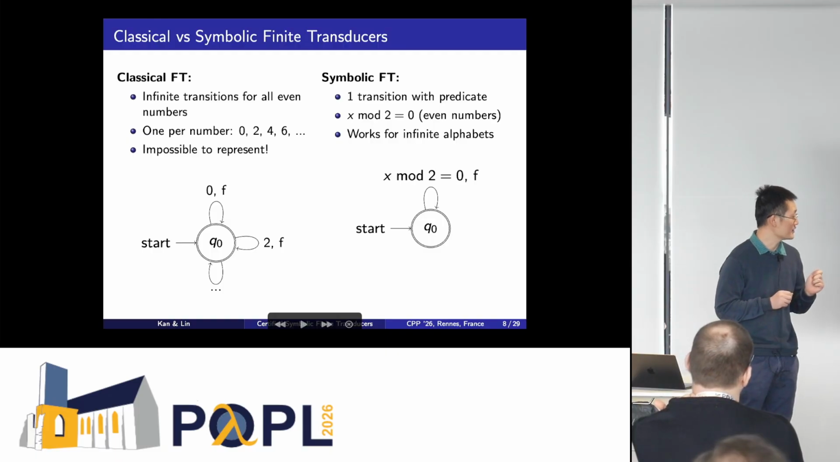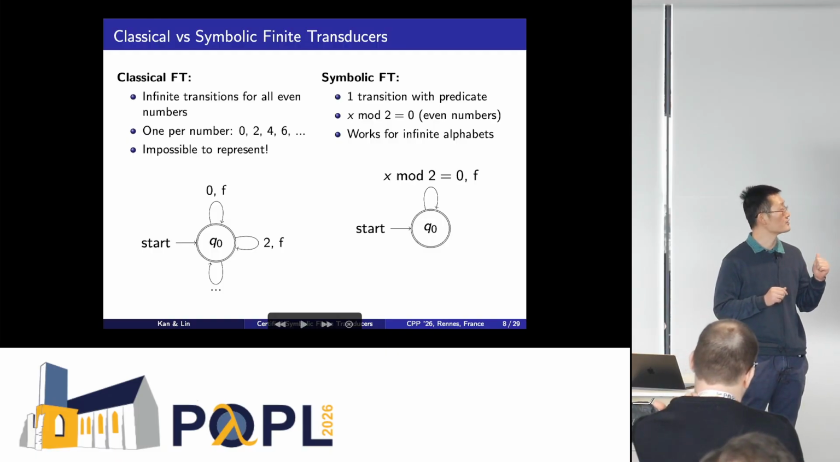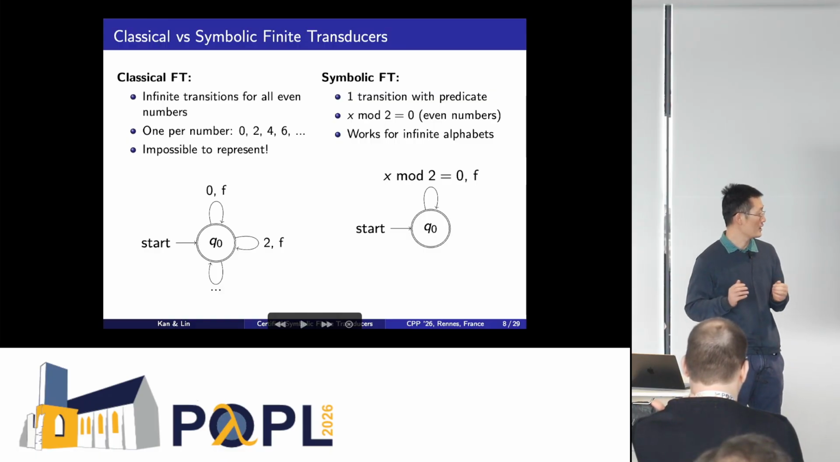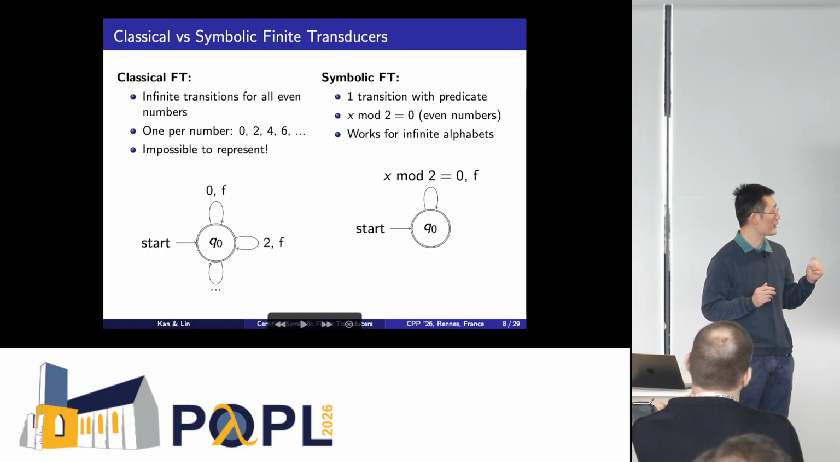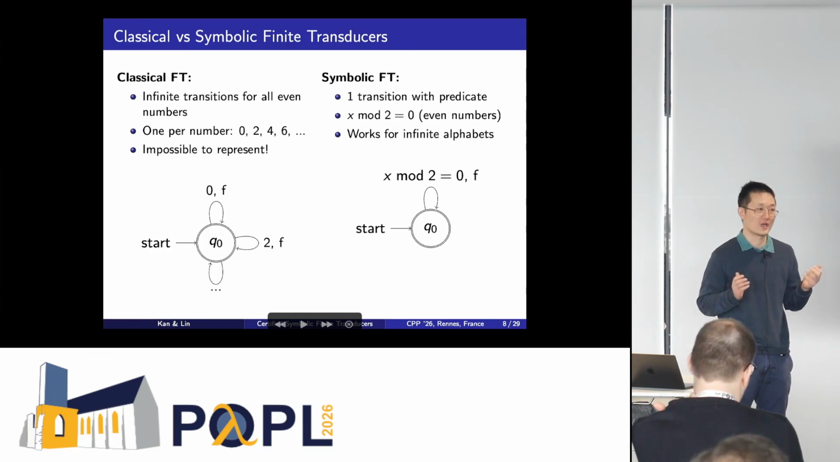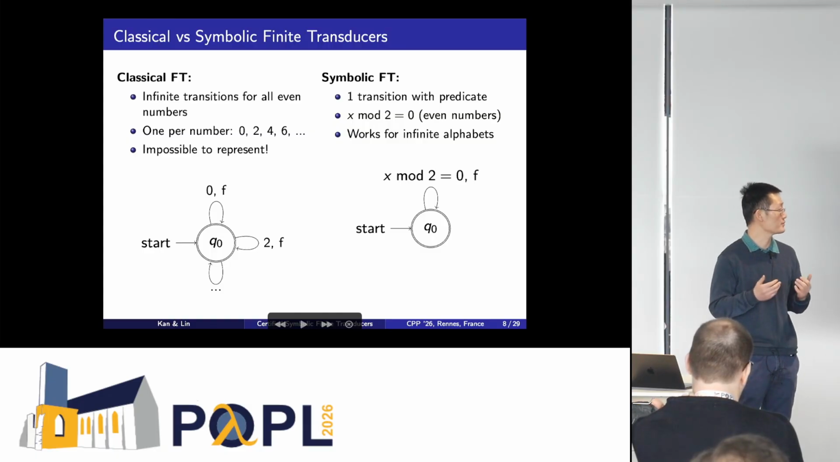The thing is, this transducer wants to accept all even number sequences, like 0, 2, 4, 6. With the classic one, the thing is, the even numbers are infinite. So it's impossible to represent.